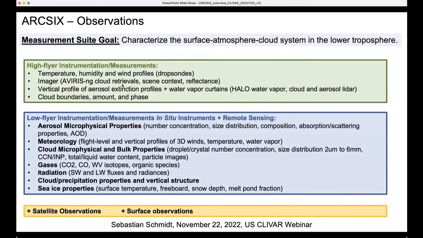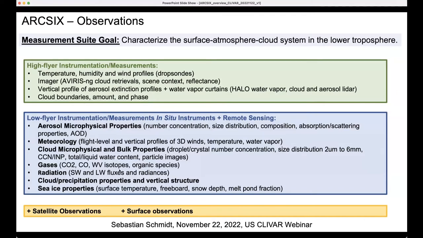So the G3 is going to be carrying drop zones. It's going to be carrying an imager, more specifically AVIRIS and G, hopefully with Steve Platnik helping us with their heritage retrievals. But AVIRIS itself brings some cryospheric remote sensing. There's also going to be the Langley HALO water vapor cloud and aerosol LiDAR, which is wonderful because it gives us a lot of information about the vertical structure and even potentially some cloud retrievals, etc. We're going to get cloud boundaries, amount, and phase.